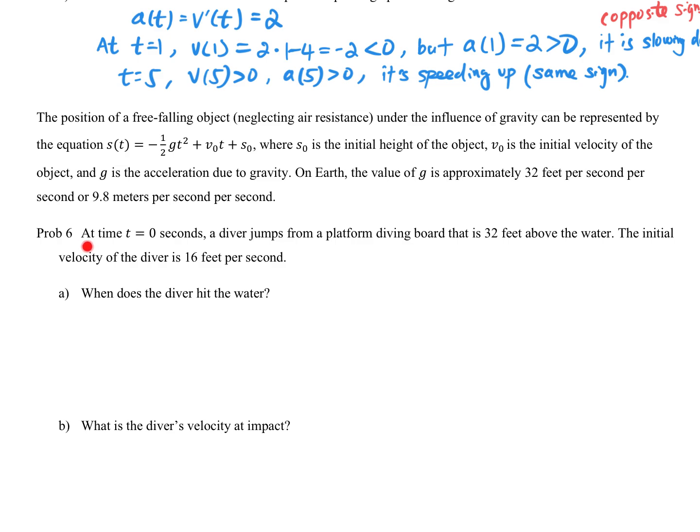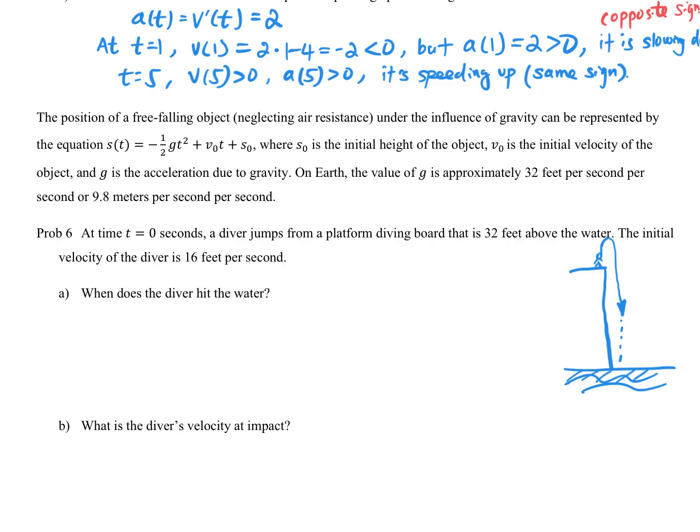Now, this problem says at time t equals 0 seconds, a diver jumps from a platform diving board that is 32 feet above the water. The initial velocity of the diver is 16 feet per second. So basically, assuming this is the diving board, and here's the water, this diver initially jumps upward and then dives down to the water.